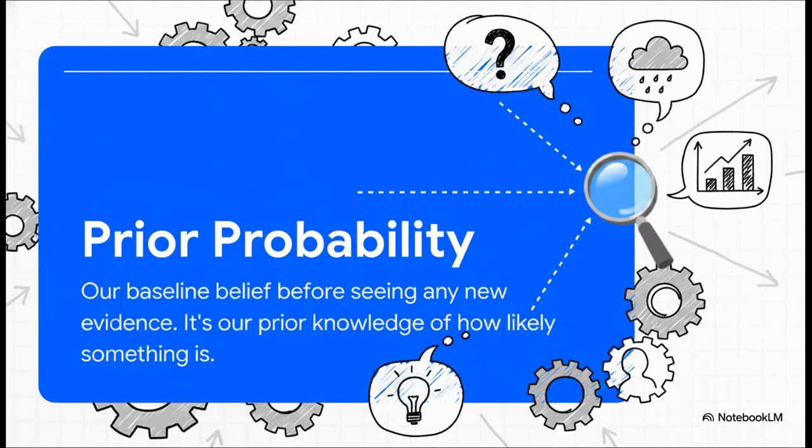But wait a second, we don't make decisions in a total vacuum, right? And neither should our machines. This is where a really core idea comes into play, the prior probability. You can think of it as your starting assumption. It's all the general knowledge you have in your head before you even see the specific evidence.